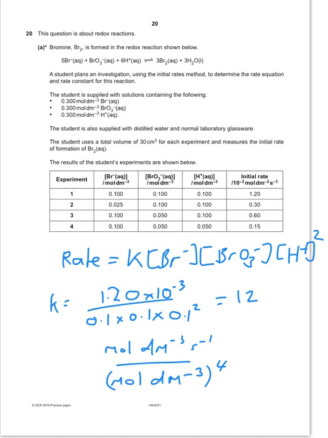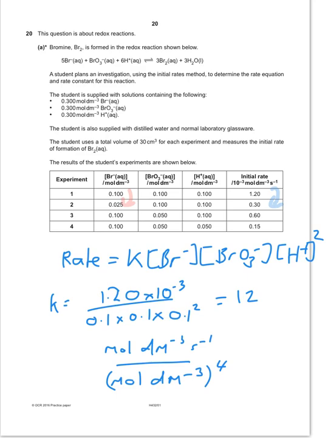So the first thing we need to do is work out our rate equation. If we just have a look at our initial rates, you can see from experiment 1 and 2, I have divided the concentration of bromide by 4. My concentration of all the other reactants stays the same, and my initial rate has dropped by 4. So it's first order with respect to Br minus.